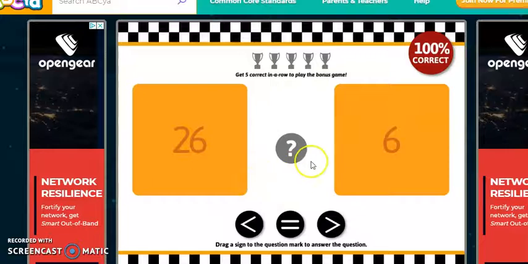Alright, so let's do a couple more. Alright, so this is easy, right? Here we have 26 and 6. Now you might say, well, I'm going to compare the 6 and 6. Well, keep in mind, the 6 does not have anything in the tens place. This is just 1 number, so that means it's just the ones place. So again, ask yourself, would you rather have $26 or $6?